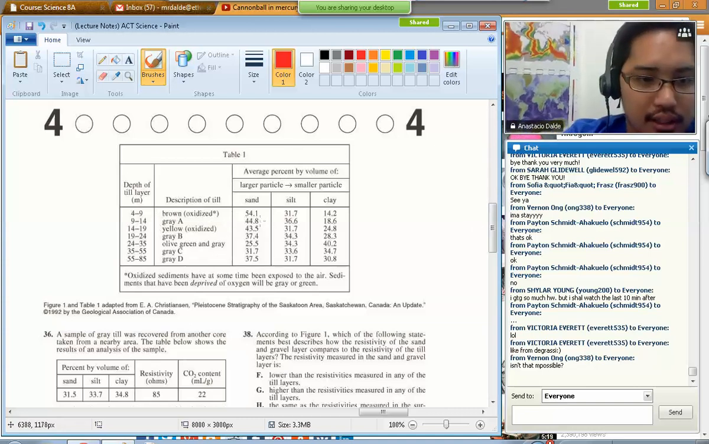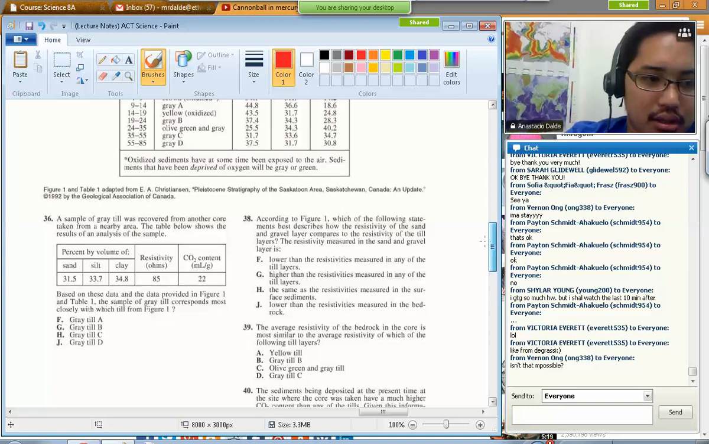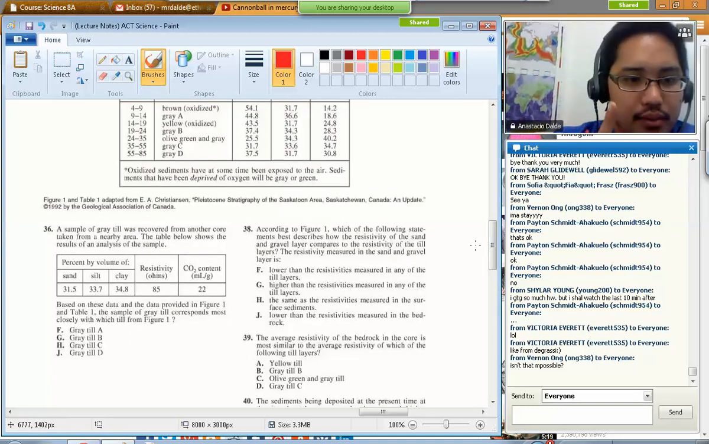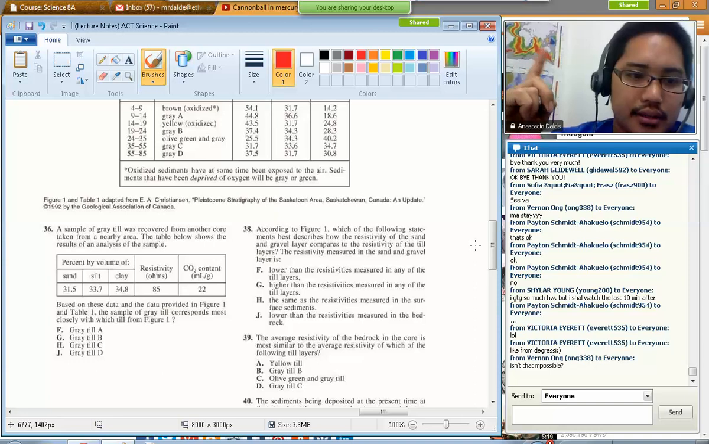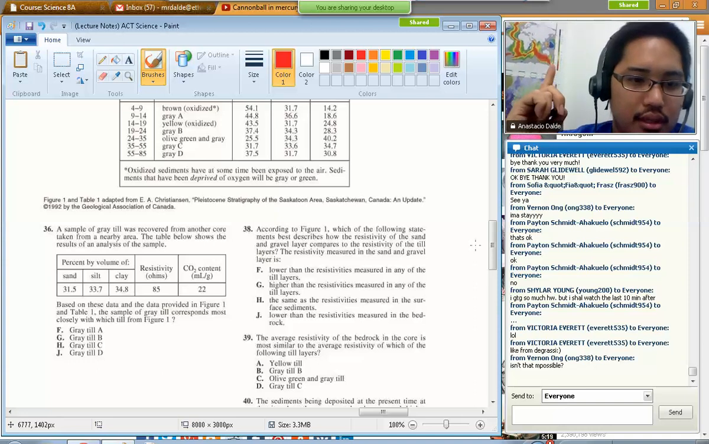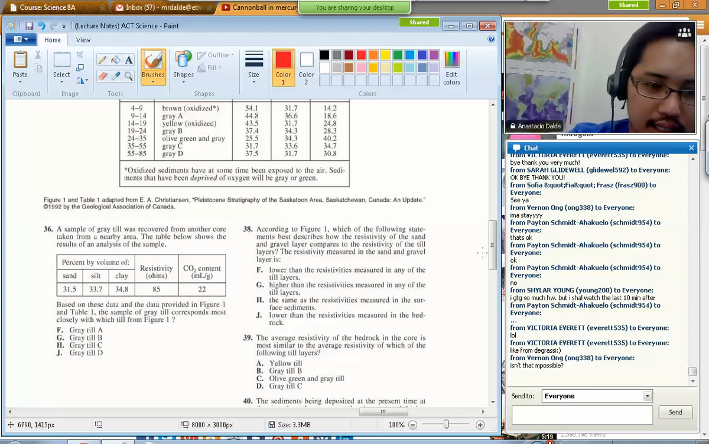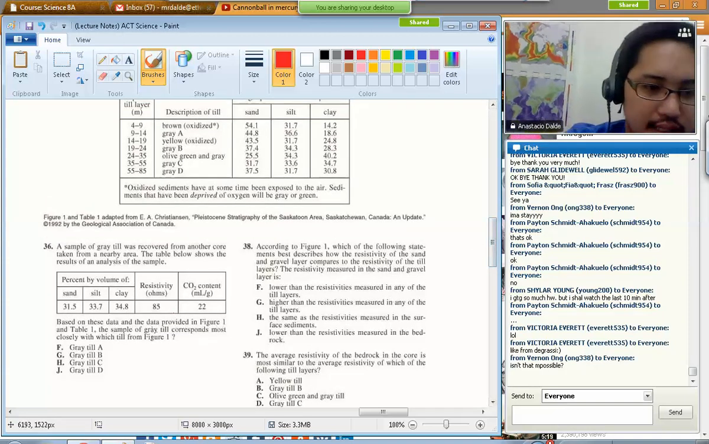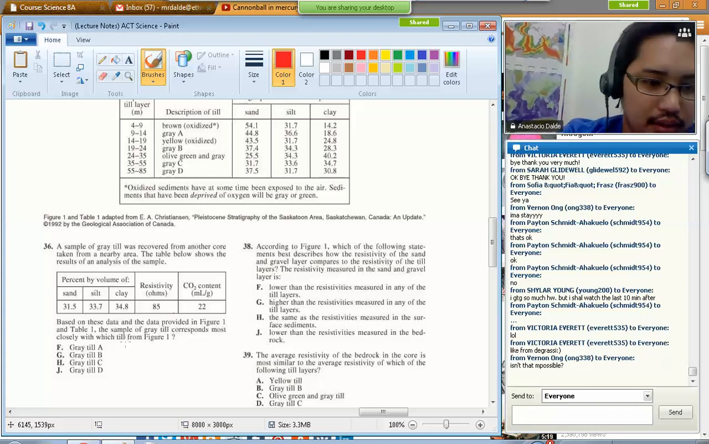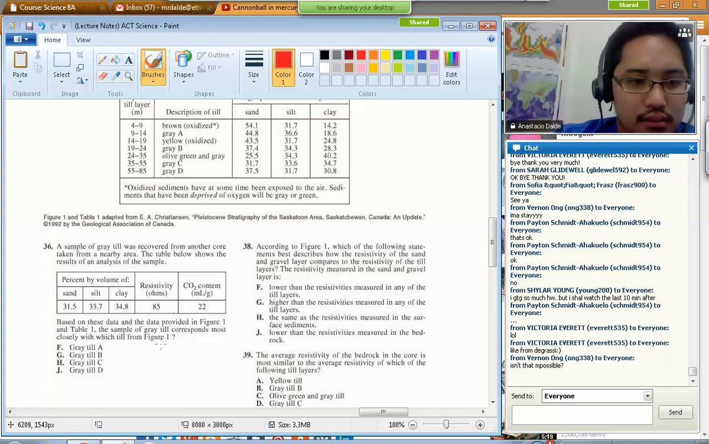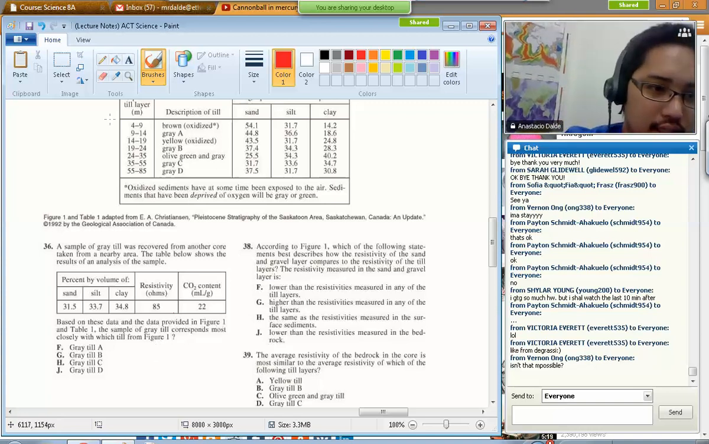So in the brown layer, they got 54% sand, 31.7% silt, and 14.2% clay. Got it. Alright, on to the questions. A sample of gray till was recovered from another core taken in a nearby area. The table below shows the following analysis of the sample. Here's the sand, silt, clay, and resistivity and CO2. Based on the data provided in Figure 1 and Table 1, the gray sample till corresponds most closely to which till in Figure 1. So, which of these closest represents this?